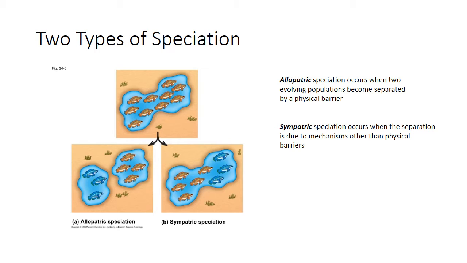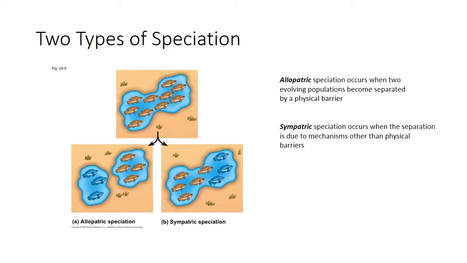See here in the lower left corner, it shows you two populations of fishes, and now one of them is blue colored, so it just symbolizes a new species. To summarize, allopatric speciation occurs when two evolving populations become separated by a physical barrier. Allopatric, physical barrier. Sympatric occurs when the separation is due to mechanisms other than physical barriers.